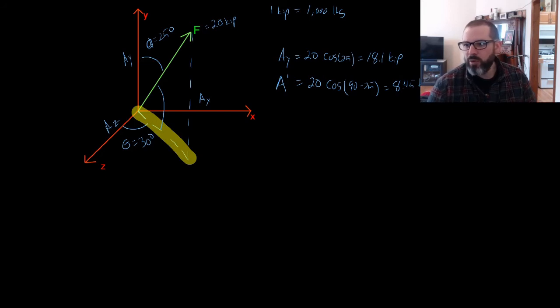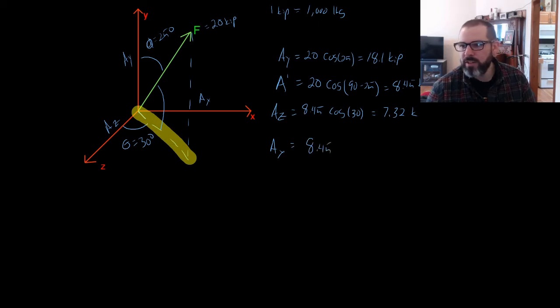Once we have that 8.45, we can then calculate our AZ and our AX. AZ is going to be equal to 8.45 cosine of 30, which equals 7.32 kips, and AX is going to be 8.45 cosine of 90 minus 30, which is going to equal 4.22 kips. Okay?